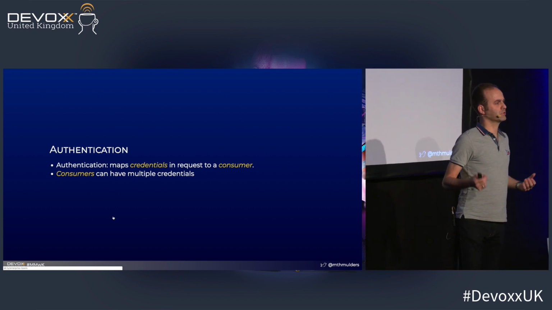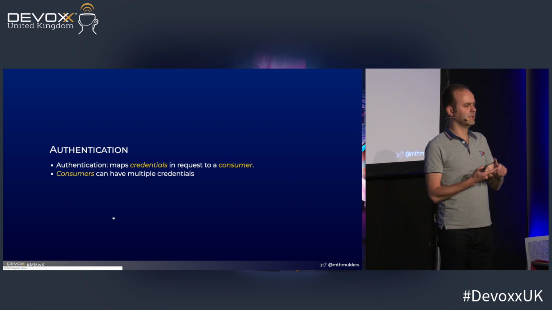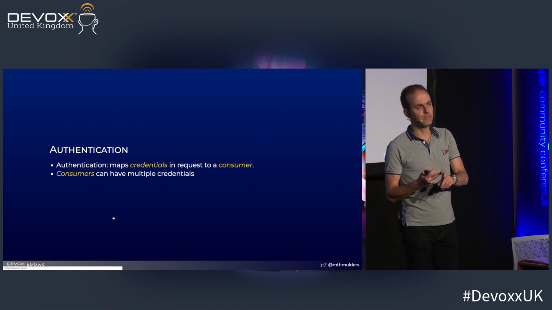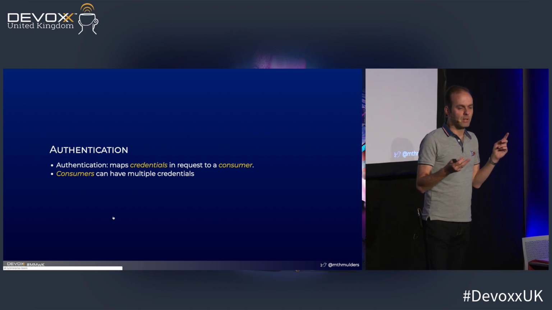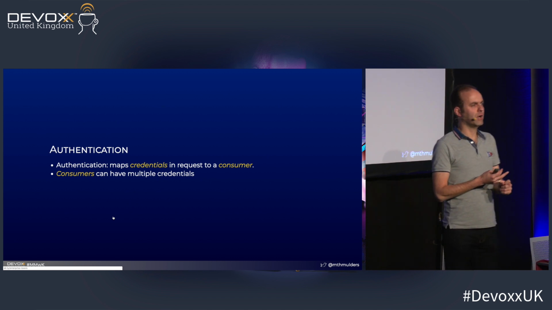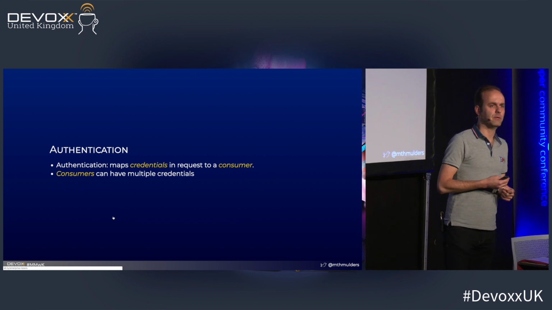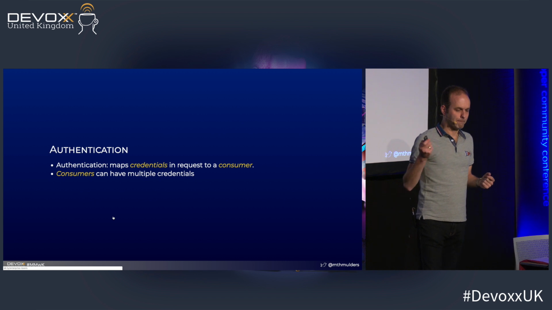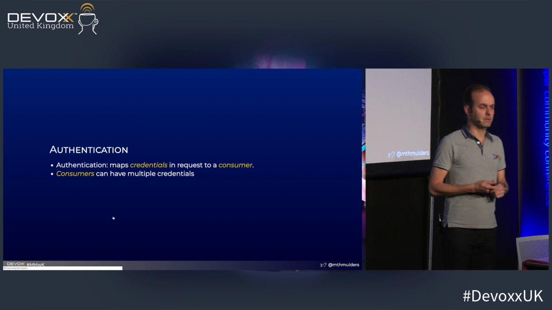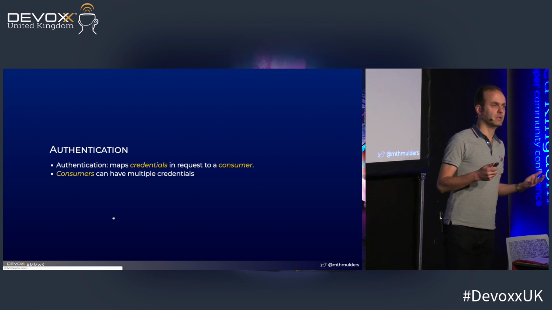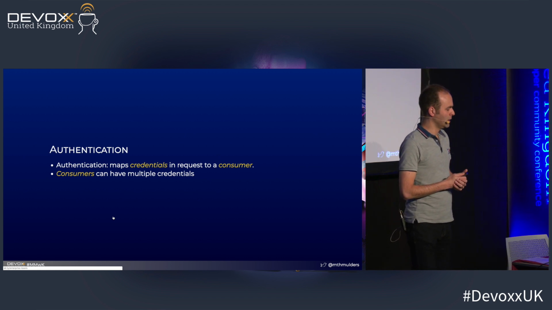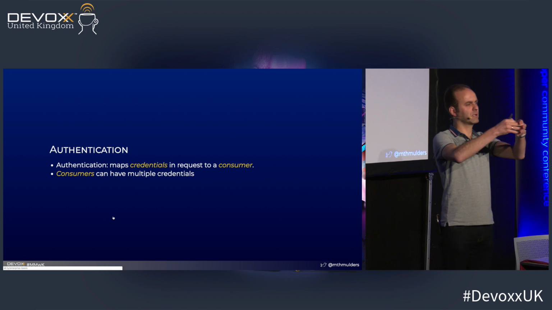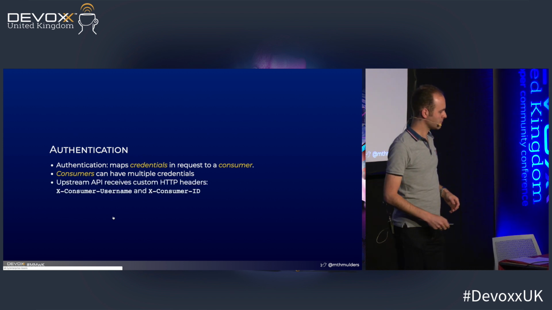So examples of credentials are just an API key, as we just saw. It can be a username and a password. It can be a certain OAuth scope, which is granted by an external provider. It can be a client certificate, for example, a TLS client certificate. All of these can map to one consumer, can identify one consumer.